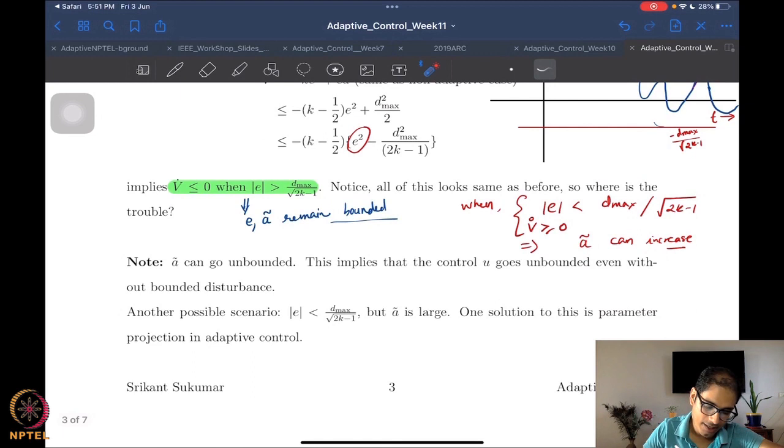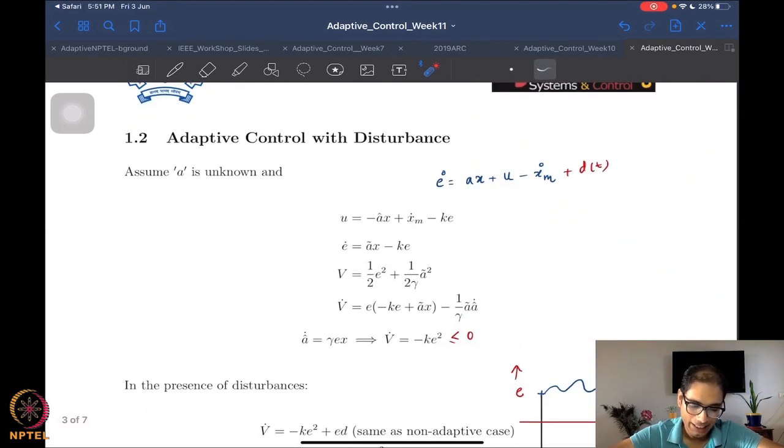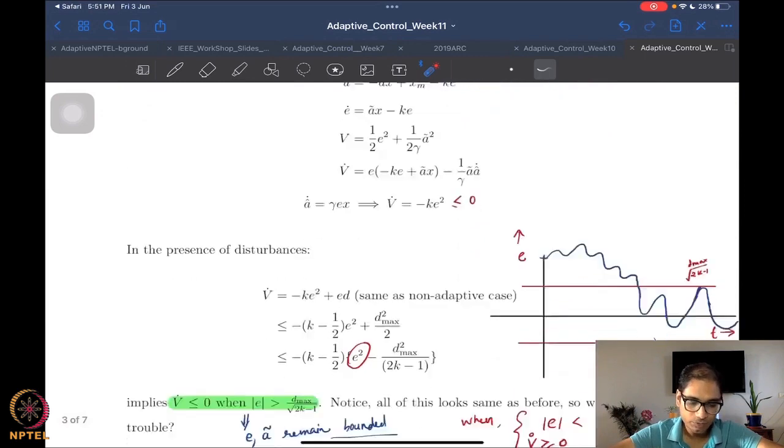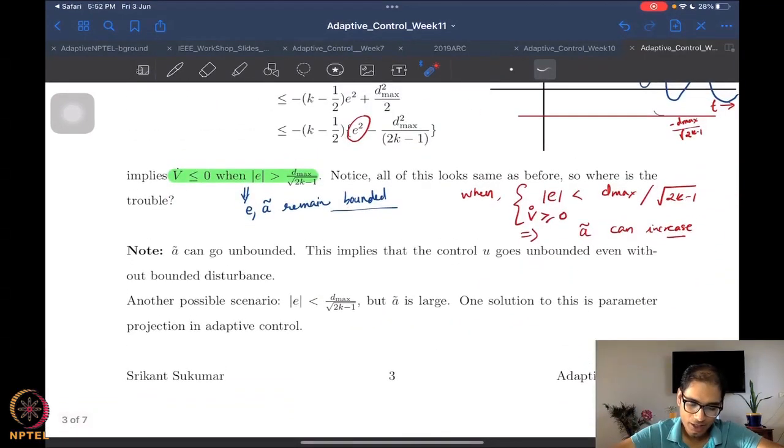So this means essentially that A tilde can in fact go unbounded. So why do we care? We care because the control contains A hat, and A hat is just A tilde with a constant offset. Nothing different than that, right? So once I have this issue, I know that if A tilde goes unbounded, the control goes unbounded.